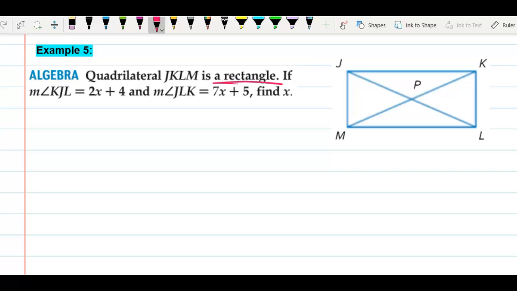So what we know about that is that opposite sides are congruent. All of our angles are 90-degree angles. Diagonals bisect each other. Diagonals are congruent to each other. For this one, we're going to talk about the angles. So for this, let's see, KJL. Remember, we're going to start at K, go over to J, and over to L. So this piece right in here is 2x plus 4. And then JLK, just that piece, is 7x plus 5.